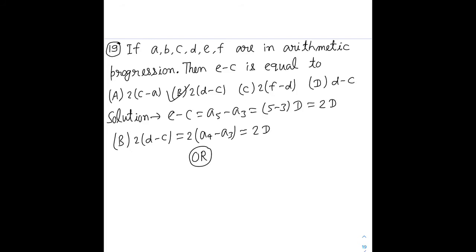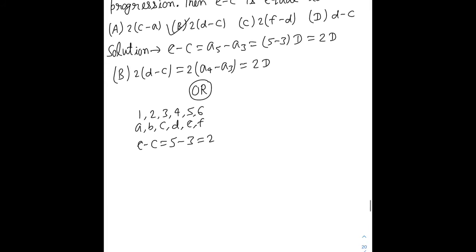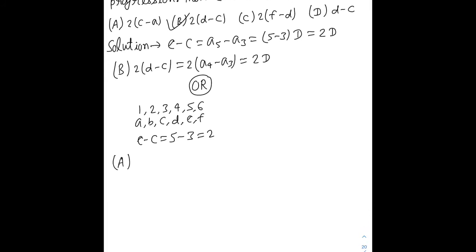You can take the values of A, B, C, D, E, F as 1, 2, 3, 4, 5, 6. Now if you do E minus C, it is 5 minus 3, which is 2. Then you can check with the options. The first option is 2 times C minus A. C is 3, A is 1. So you will get 4, which is not true.